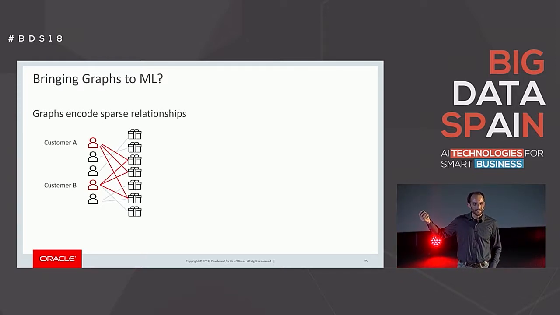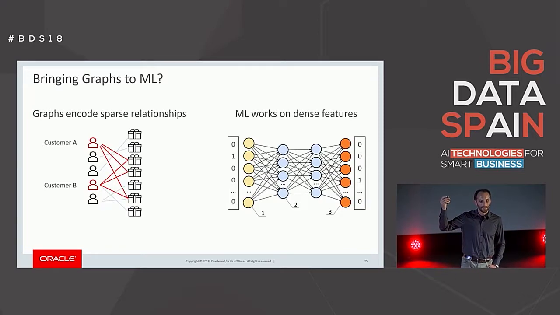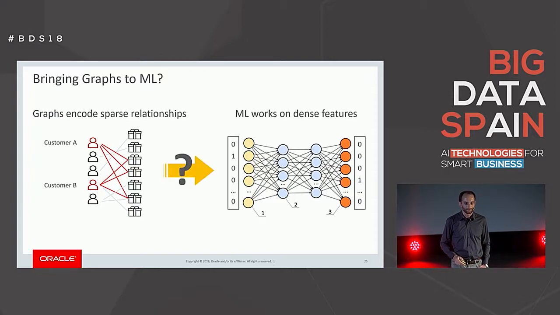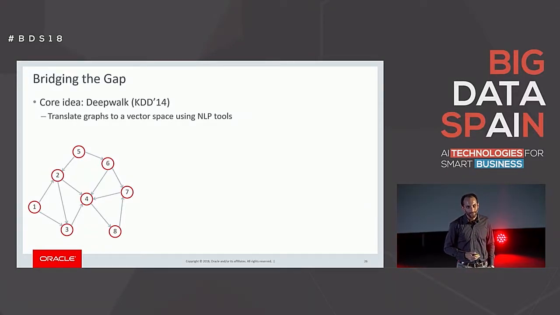The graph encodes sparse relationships, right? It's like connections between entities, and they're sparse. But machine learning normally works on dense features. So you have a one-hot encoding vector, and it's a dense vector, right? So how do you connect those two things? So this is a pretty hot topic in research. There have been several proposals in the past 4 or 5 years. The core idea is from 2014, and this is one idea we build on.